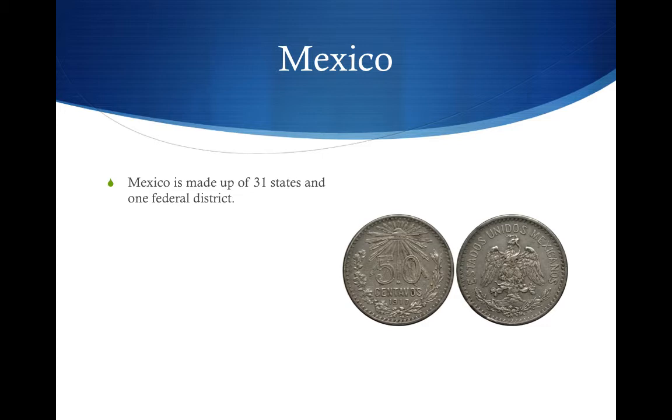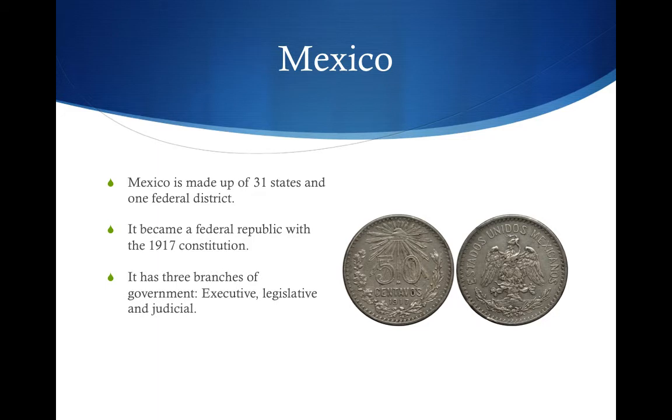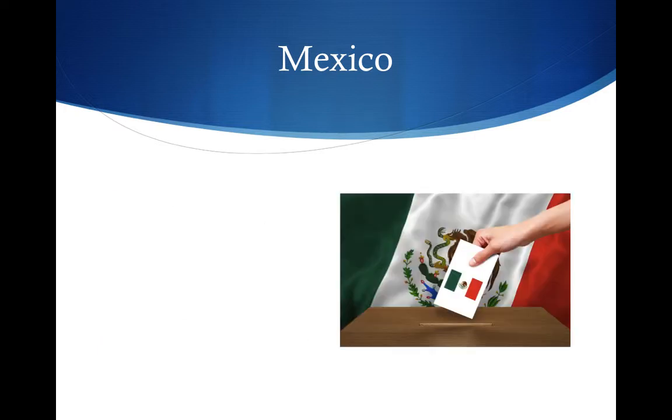Mexico is made up of 31 states and one federal district. It became a federal republic with the 1917 Constitution. It has three branches of government: executive, legislative, and judicial. And the president is elected for a 6-year term and cannot be re-elected. Mexico has a multi-party electoral system.